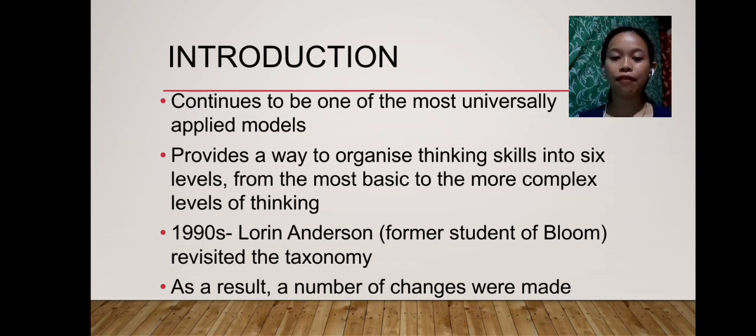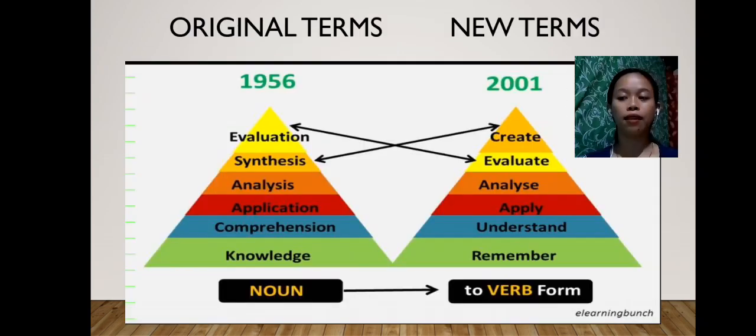As a result, a number of changes were made. As you can see in these pictures, the original terms and new terms. In original terms, in the year of 1956, is from lower order thinking skills to higher order thinking skills. In lower order thinking skills, or LOTS, it is knowledge, comprehension, and application, while in higher order thinking skills are analysis, synthesis, and evaluation. Those words are used as nouns.